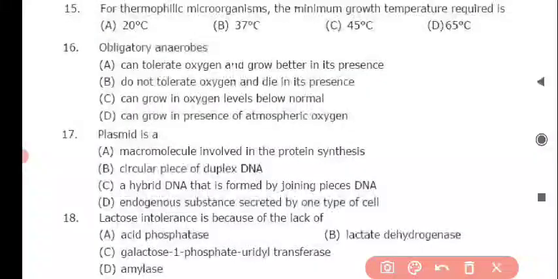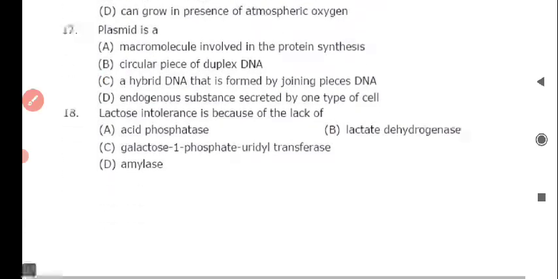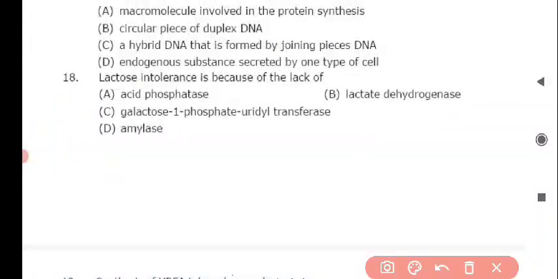Next question is obligatory anaerobes are, and the correct answer for this is obligatory anaerobes do not tolerate oxygen and die in its presence. Next question is plasmid is a, and the correct answer is option C, plasmid is a hybrid DNA that is formed by joining pieces of DNA. The next question is lactose intolerance is because of the lack of, and the correct answer is option D, lactase.